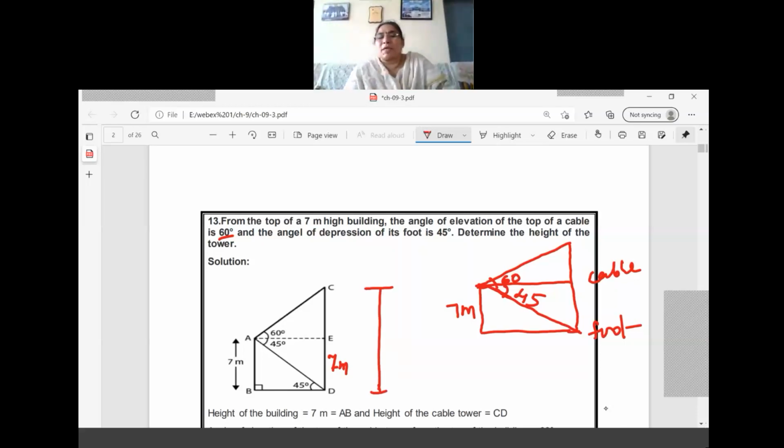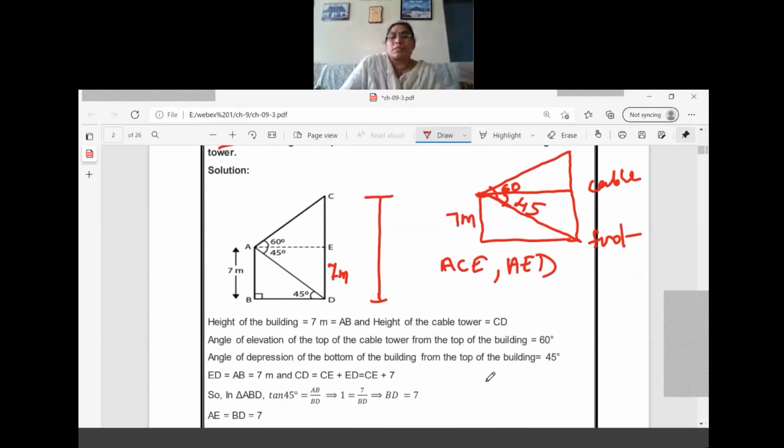So compared to the last question, we can make the remaining height CE as h minus 7. Now by the same rule, we will get two right triangles. Which are the right triangles? ACE and AED. We are getting the two right triangles. So the same explanation we have written here. The height of the building is 7 meters, the height of the cable tower is CD, elevation 60 and depression 45 degrees. So ED and AB are equal to 7 meters, and CD equals CE plus 7.